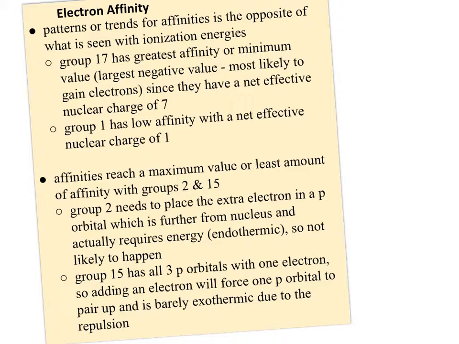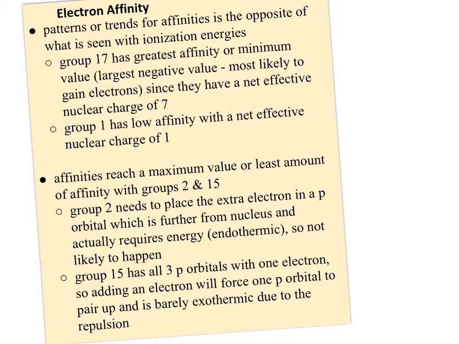So what are the patterns or trends in electron affinity? They're basically the opposite of what we see with ionization energies. Because if ionization energy is low, it's likely to lose an electron. If electron affinity is high, it's likely to gain the electron. So group 17 has the greatest affinity, or the minimum value. It's the largest negative value, so it releases the most energy. So it's most likely to gain electrons, which makes sense since they have a net effective nuclear charge of 7. It's got the strongest nucleus, plus they're the smallest. They're the closest to the neighbor's electrons. Group 1 has low affinity with a net effective charge of 1.